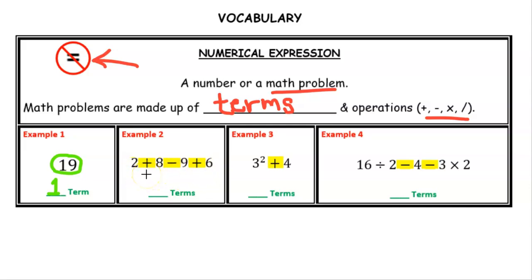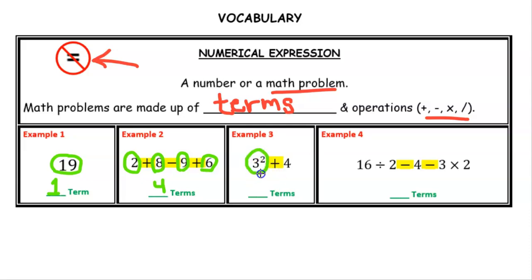So when you're looking for terms in a numerical expression, in a math problem, you are looking for the numbers or terms that fall between the pluses and the minuses. It happens to be 4 numbers here. So 2 is a term, 8 is a term, 9 is a term, and 6 is a term. This is 4 terms. Then example 3, we highlight the plus sign and my terms fall to the left and to the right of that plus sign.